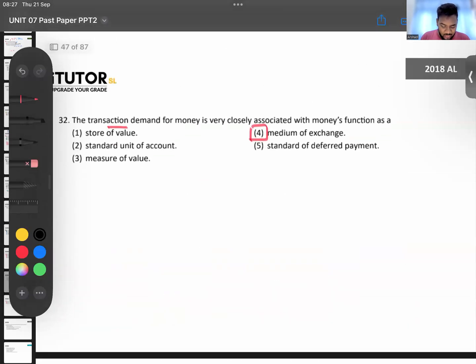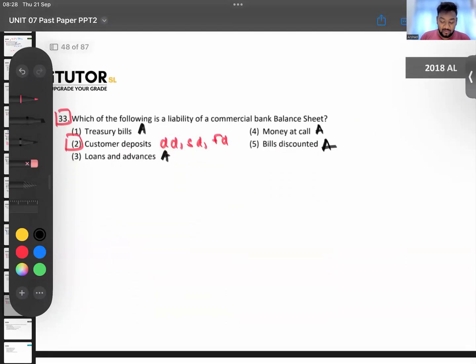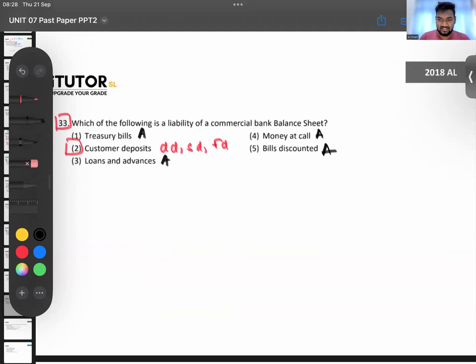Yeah, speculative motive, maybe you can say store of value. Not directly, but kind of connected to that. Okay. 33, are you all okay, guys? Question. Yes, no, we all wish we would have done it in this.